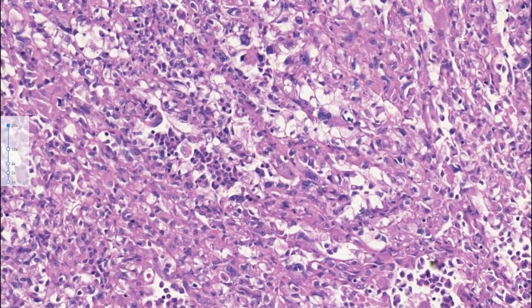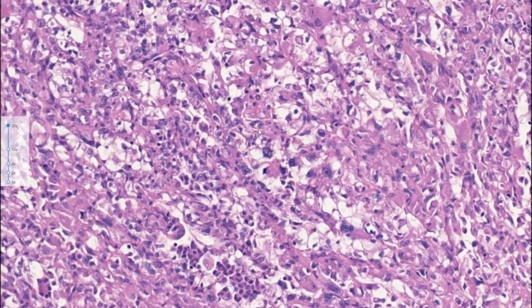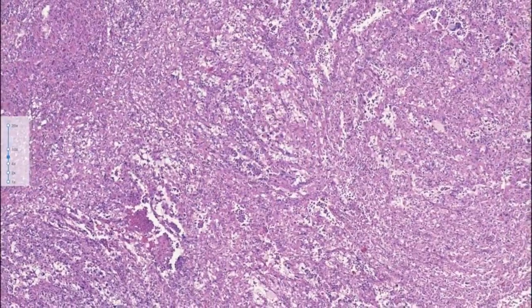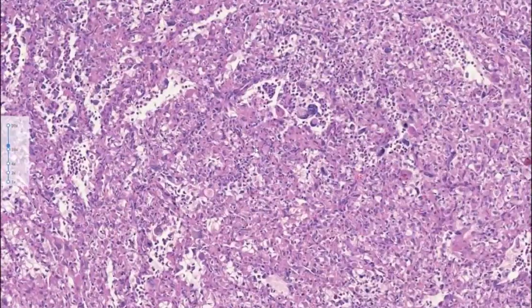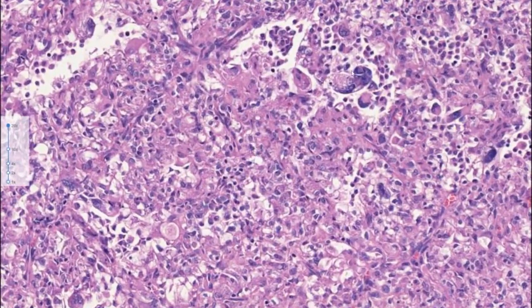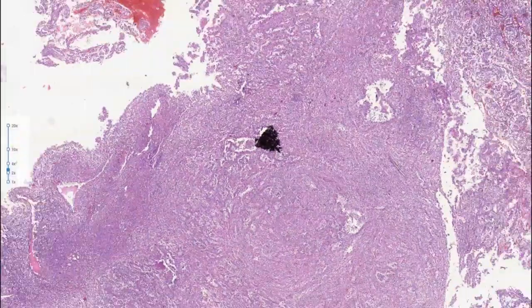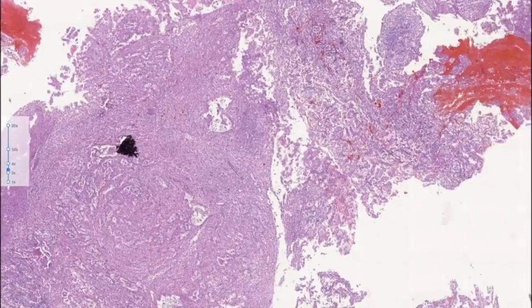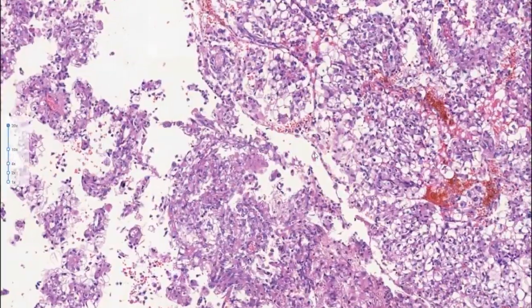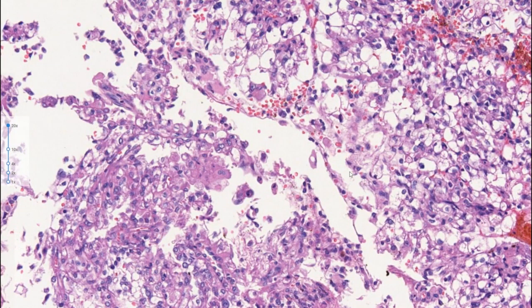You also have clear cytoplasm. Reminds you a bit of clear cell carcinoma, as you can see in other organ sites, gynecologic tract, etc. Hyperchromasia, multinucleation. More of this abundant clear cytoplasm.